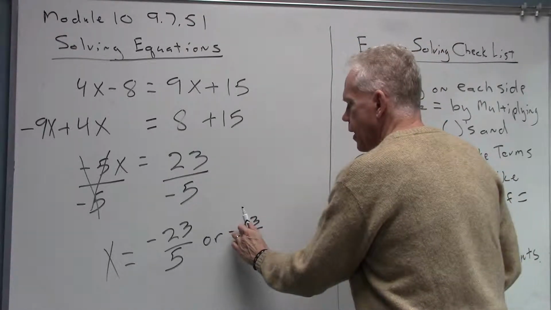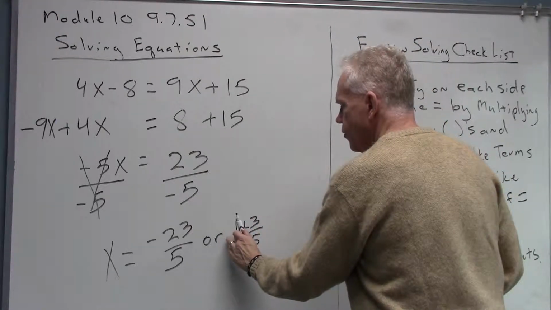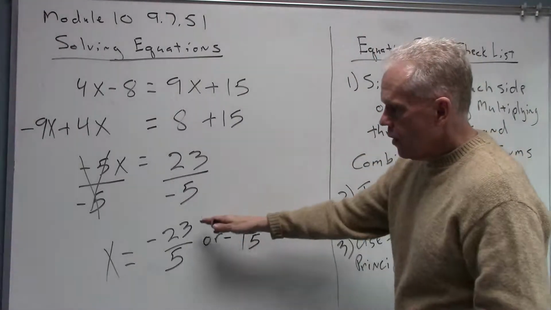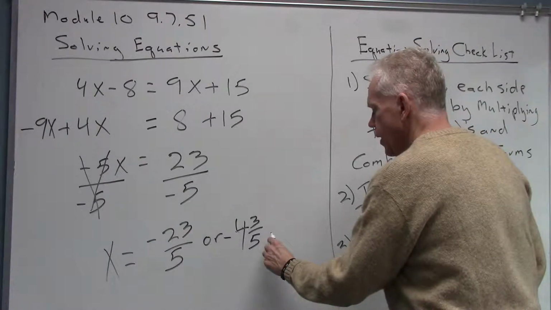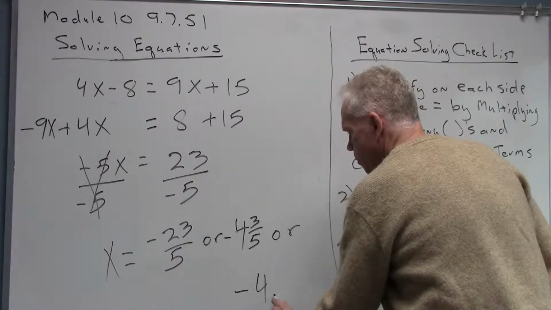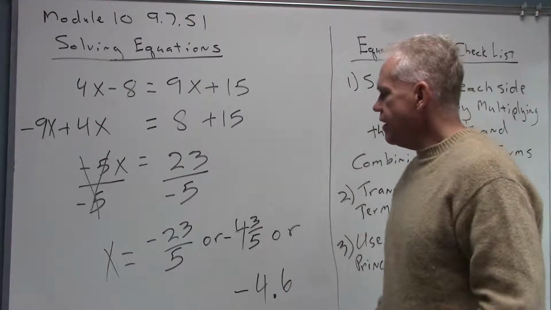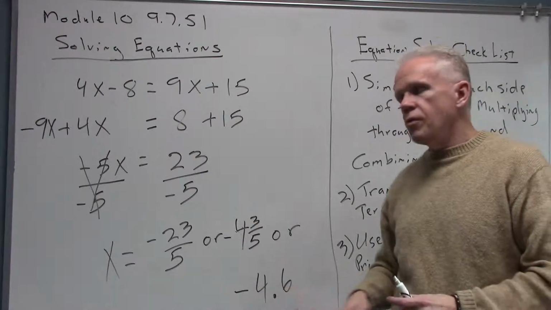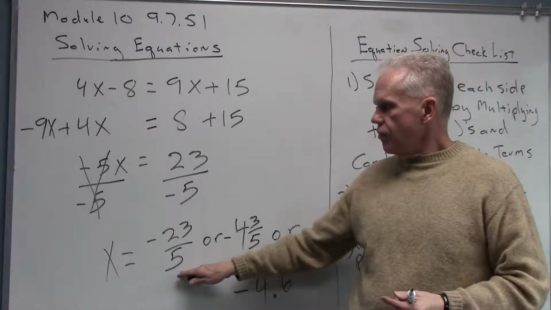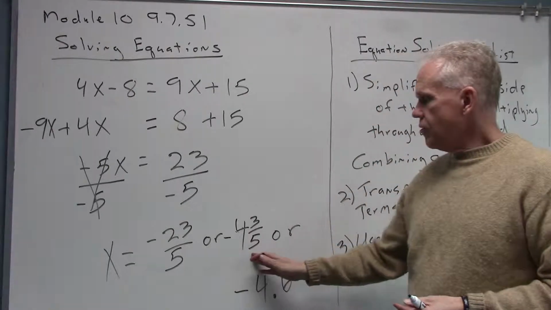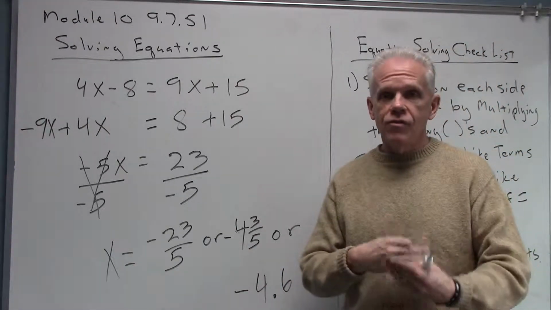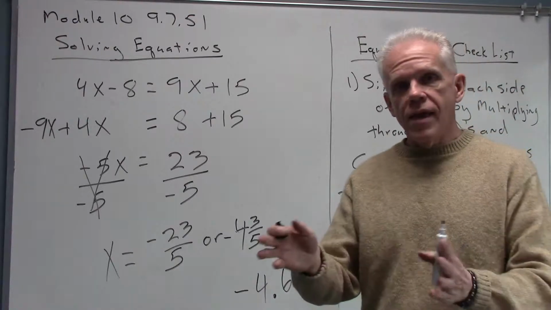Now, on the other hand, if they ask you to provide a decimal answer for this, you would do your 23 divided by 5, and so another possible answer is negative 4.6 if you divided it out. So all of these are possible answers depending on how they ask you to express your answer. It might be as a fraction in its simplest form, it might be as a mixed number in simplest form, or a decimal. You've got all of them there. Give them the answer the way they want the answer, however they ask for it in the problem.